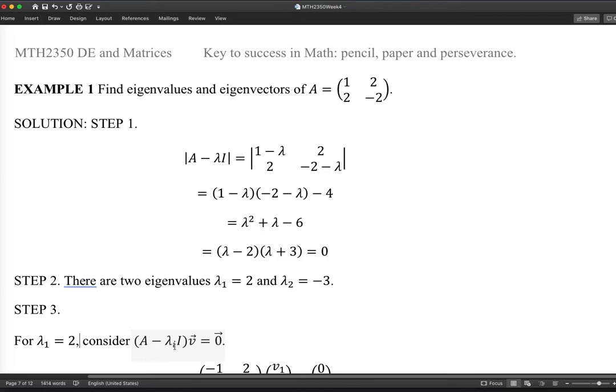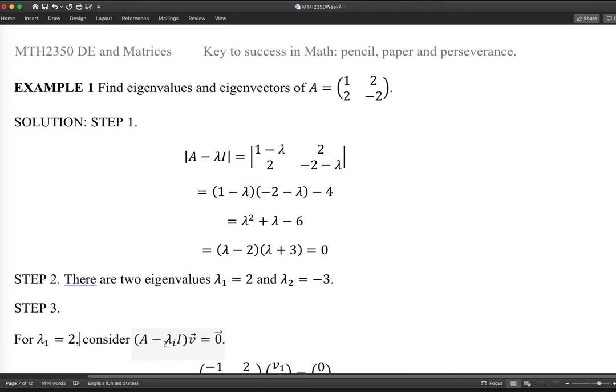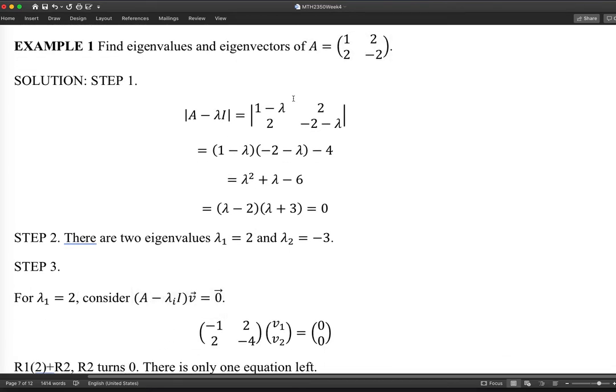This is lambda sub i. I just want to say this for each eigenvalue, okay? So A minus lambda I is always in the fashion of a matrix like this. And when lambda is replaced with 2, this is 1 minus 2, so that's negative 1, 2. And 2, negative 2 minus 2, that's negative 4. So we are having an equation like this.